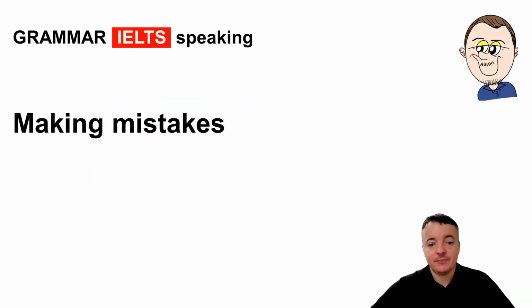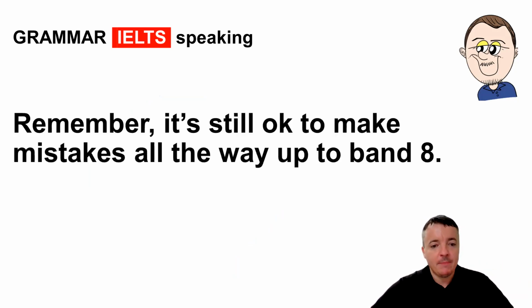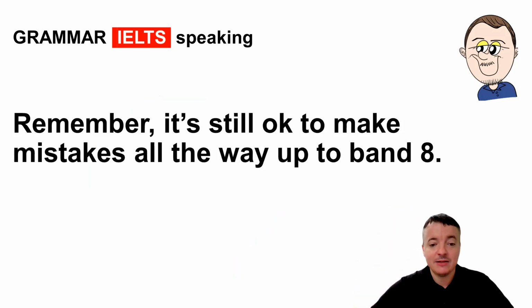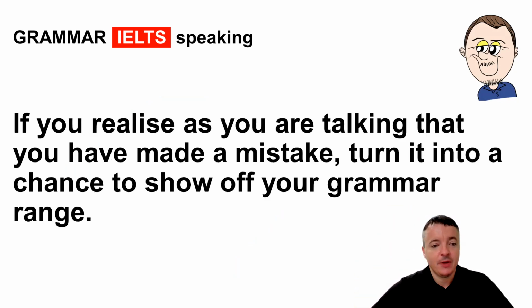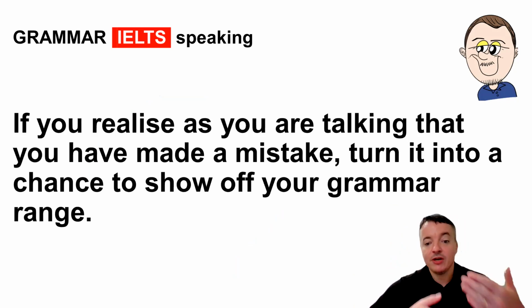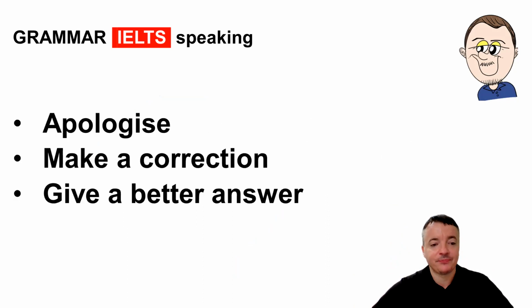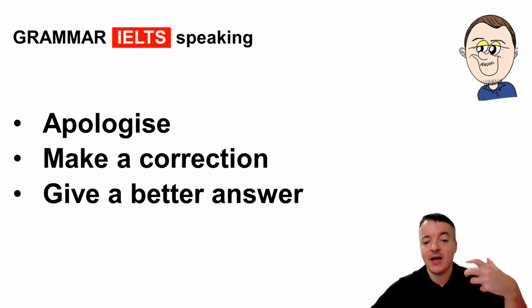However, as we said, mistakes do happen. And if you mishear the question, then maybe you will not give a correct answer. But remember, it's okay to make mistakes all the way to band 8. You can still make mistakes. If you realize when you are talking that you've made a mistake, that's okay. Don't panic. Turn it into a chance to show off your grammar range. So just quickly apologize, correct yourself, and then give a better answer.